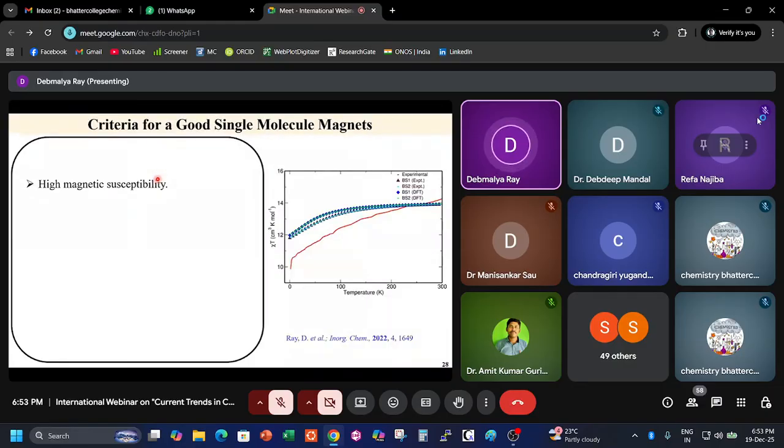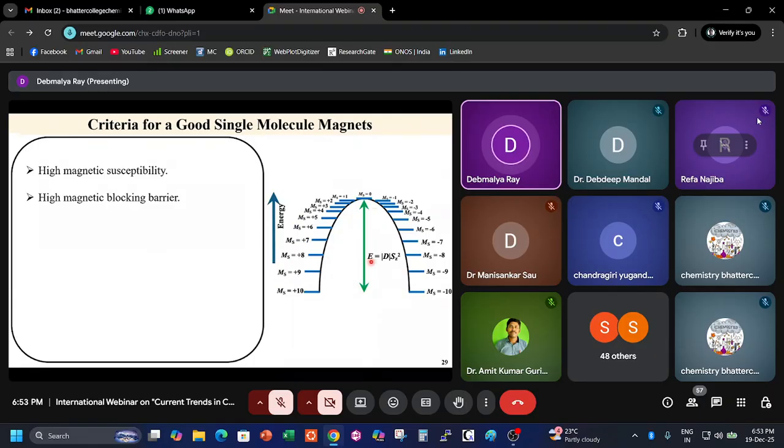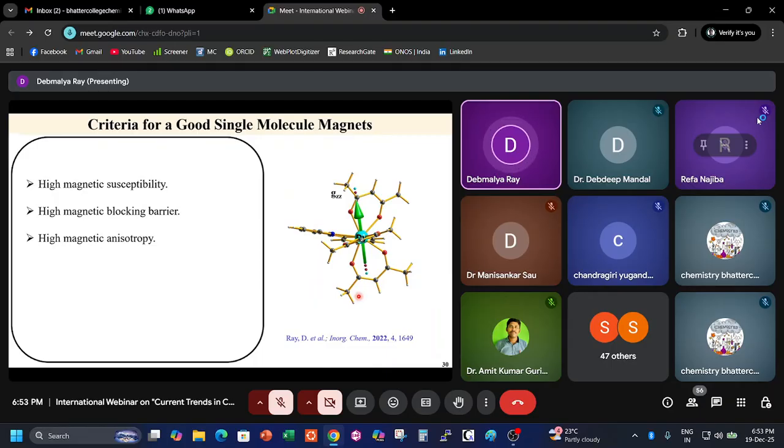Now, the question is, what are the criteria for a good single molecule magnet, right? There are basically three criteria. First, it has to have a high magnetic susceptibility. For dysprosium, the magnetic susceptibility around 0 Kelvin is between 10 to 12, depending on the ligand; it changes a little bit. Now, it also needs to have a high magnetic blocking barrier. These are basically L plus S states, like we are basically calculating the barrier between different LS states. And it also needs to be magnetically anisotropic, right? That means the g tensor values have to be aligned along one of the axes.